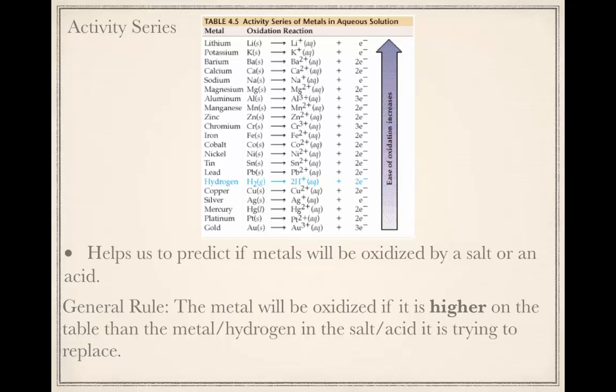So for example, if lithium is trying to replace sodium in, let's say, sodium chloride, it can, because it is easier for it to be oxidized than sodium, and therefore it can replace sodium. If instead you were trying to have nickel replacing aluminum, it couldn't, because it's lower on the activity series.